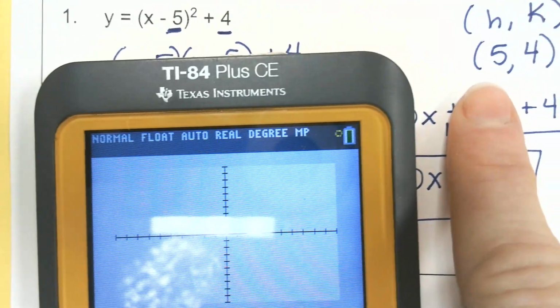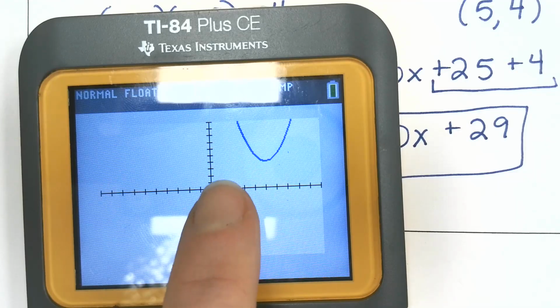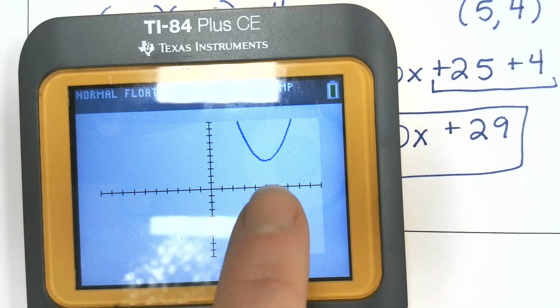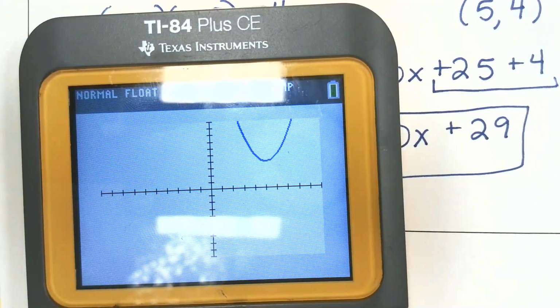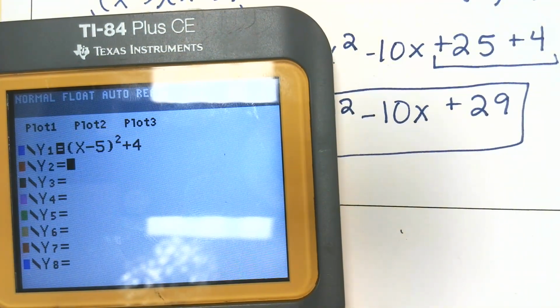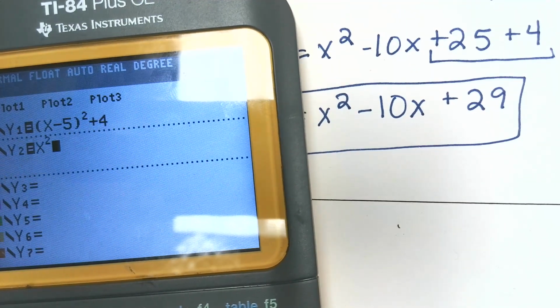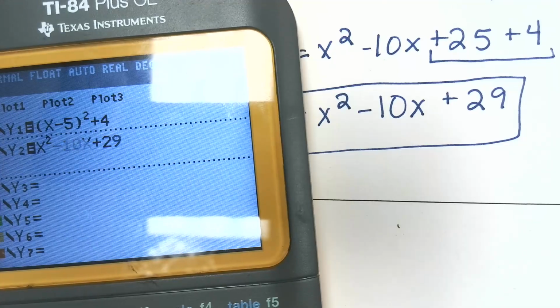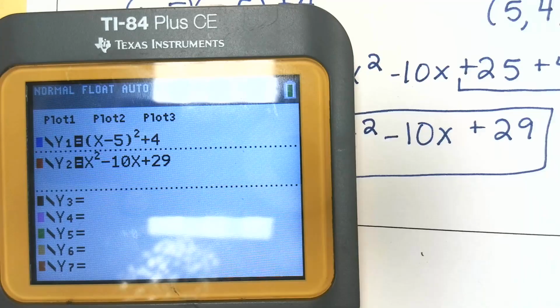And let's check that our vertex really is at 5, 4. So let's look. Over 1, 2, 3, 4, 5. Up 4. So yeah, 5, 4 is our vertex. And then I also want to check that this is the same thing as that. So go to y2 and put in our equivalent standard form. X squared minus 10x plus 29. Now hit graph.